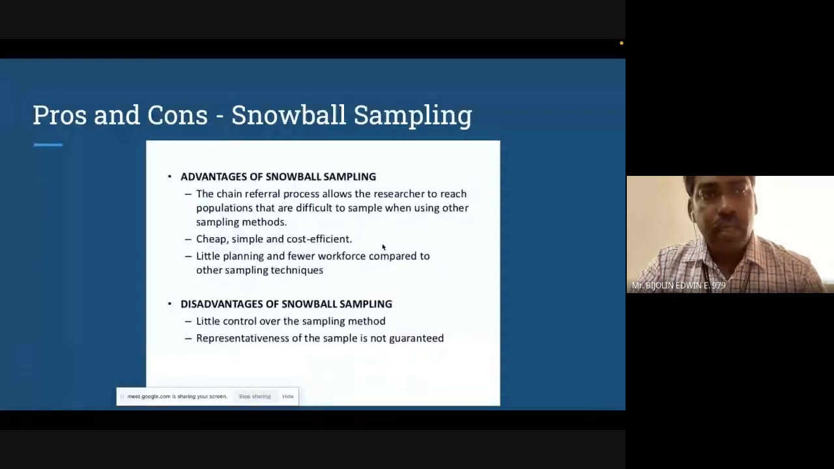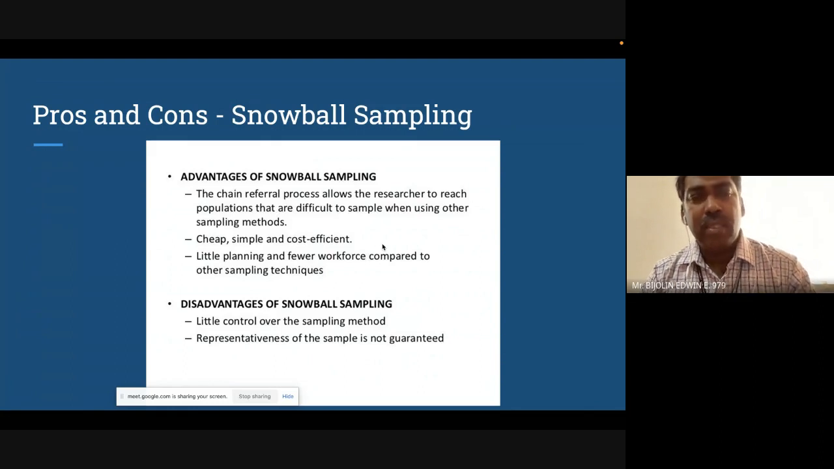And those are some of the pros and cons of snowball sampling. The main advantage is that there is a chain referral process, like a hierarchy, from main to sub, and it continues like that. It's very cheap, simple, and cost efficient.